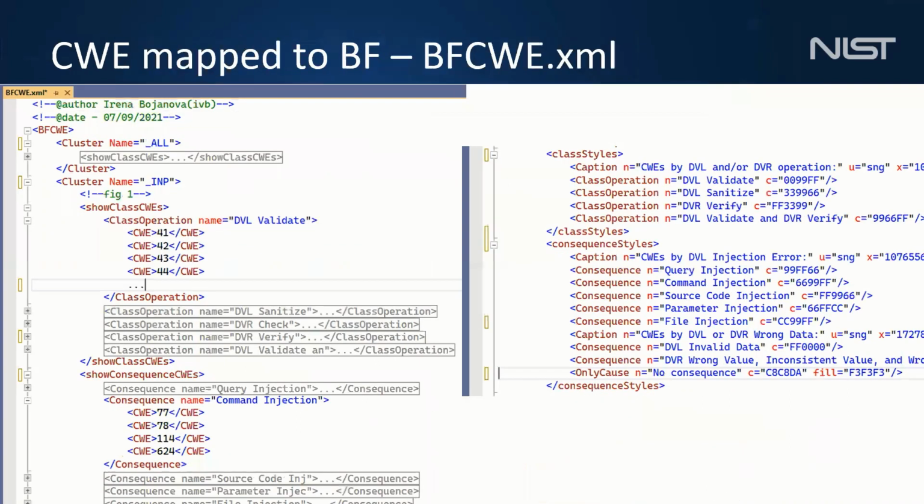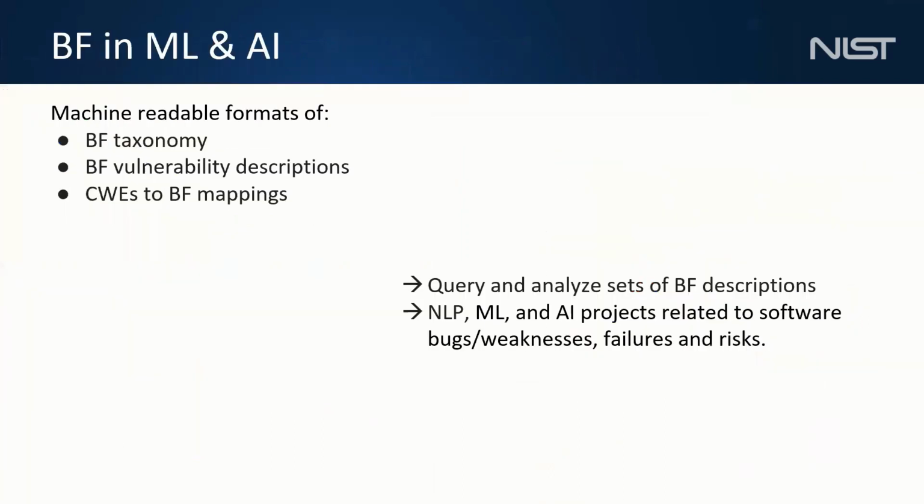In addition, all CWEs and BF class relations by operations and consequences are also available in machine-readable formats. This is actually the data from which we generate the CWE to BF digraphs by BF operations and by BF consequences. The machine-readable formats of the BF taxonomy, BF vulnerability descriptions, and CWEs to BF mappings can be utilized by machine learning and artificial intelligence projects on software failures and risks.